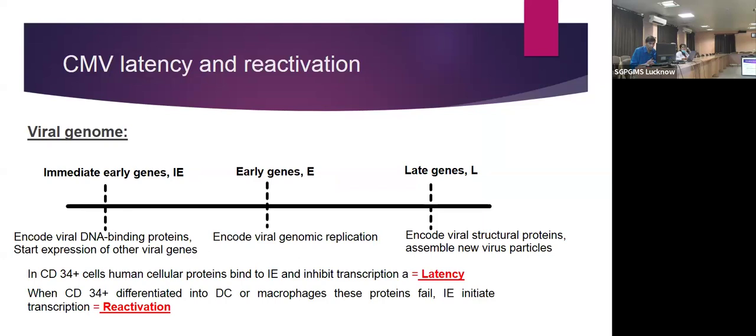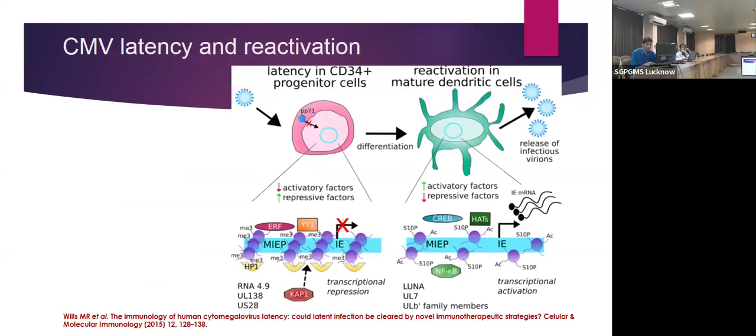This is a brief on how the viral genome gets activated. In the immunocompetent, inside the CD34 cells, there are human cellular proteins that bind to the viral genome and induce latency. But by any cause, when these CD34 cells differentiate into dendritic cells or macrophages, these proteins fail and the virus starts replicating; this is the reactivation of the virus. This shows CD34 progenitor cells in latency, with a lot of normal human cellular proteins binding to the viral genome and replication stopped. But whenever this balance is disturbed, dendritic cell or macrophage transformation happens and the virus becomes activated.